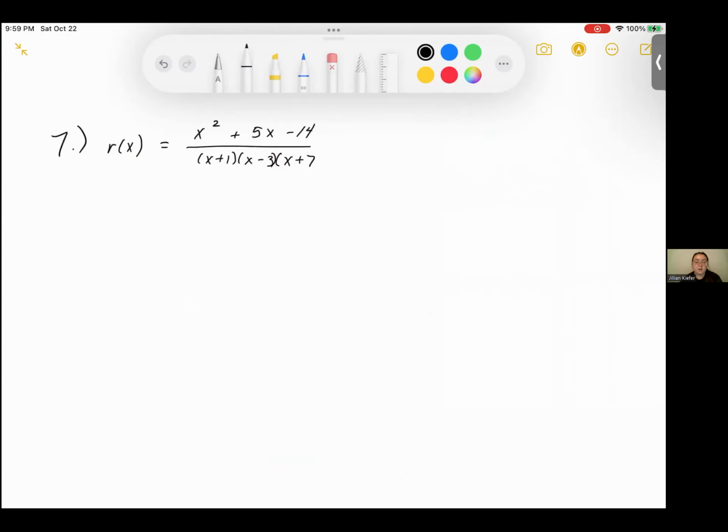All right, so example 7 here, we have a rational function, x squared plus 5x minus 14 divided by x plus 1 times x minus 3 times x plus 7. So what we're going to do at step 1 with rational functions and finding most of its details, things like x-intercepts, y-intercepts, common factors, asymptotes, vertical asymptotes, horizontal asymptotes, and the domain and range, your very first step is that you want to factor as much as possible. And we see that our denominator is already factored, so we don't have to factor the denominator, but our numerator still needs to be factored. We look at it, we imagine it probably can be, so let's see.